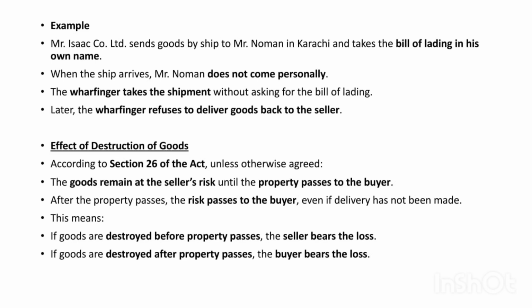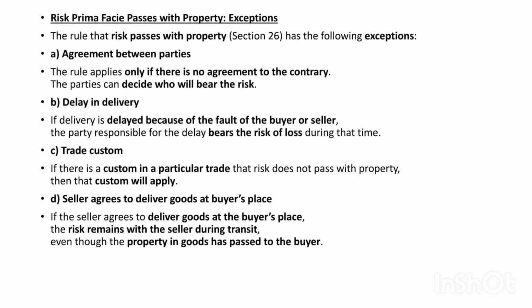Okay, so the next topic is risk prima facie passes with property, and its exceptions. Prima facie means at first sight or general rule. But this rule has 4 important exceptions where risk and ownership separate. First one is agreement between parties. The rule applies only if there is no agreement to the contrary. The parties can decide who will bear the risk. So this is freedom of contract.